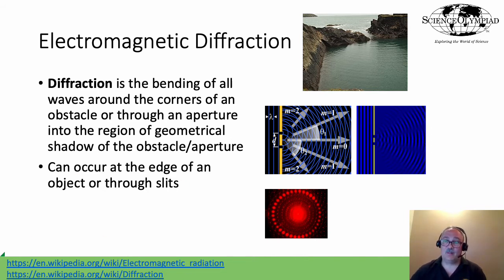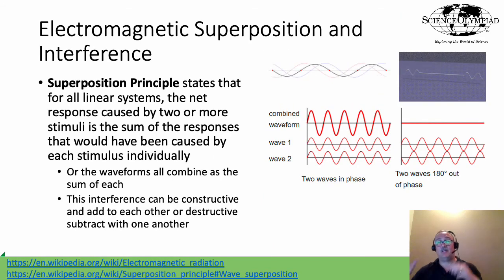So now let's talk about the next topic. Let's talk about electromagnetic superposition and interference. The superposition principle applies to all linear systems, which is all systems that can be added and subtracted. Basically, you can add up any phenomena that follows superposition principles, which all waves do, which means that you can add them on top of each other and they will either add or subtract.